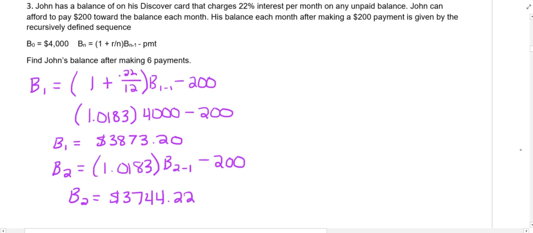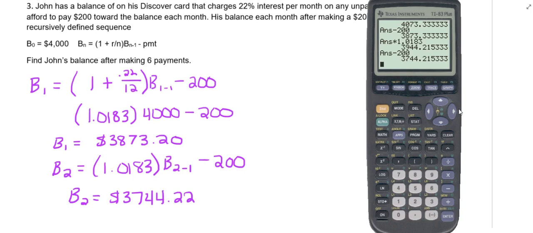Okay, so then let's do the third one. So if we did b sub 3, it would be the same thing here. So you would do the balance times the 1.0183 and then minus 200. So after the third payment, $3,612.73.